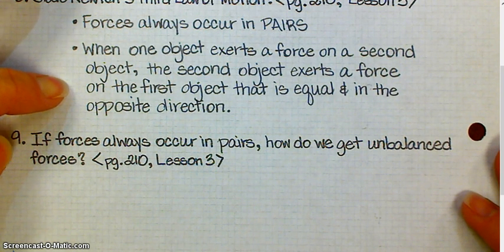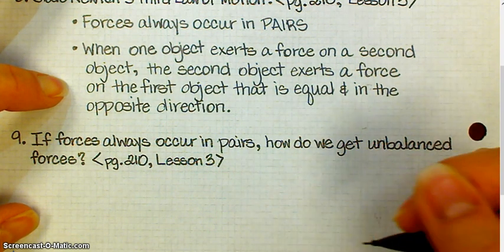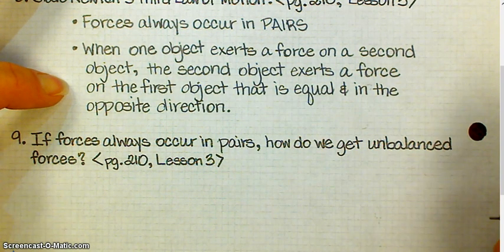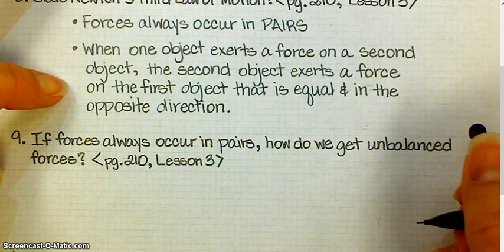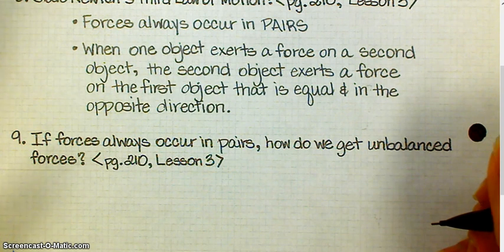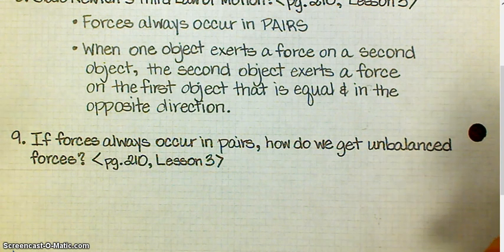Okay, so for instance, object A exerts a force on object B. Well, object B exerts an equal and opposite force back on object A. So the two equal and opposite forces, one of them's acting on object A, one of them is acting on object B. So they're not both acting on the same thing. That's how you can get unbalanced forces.